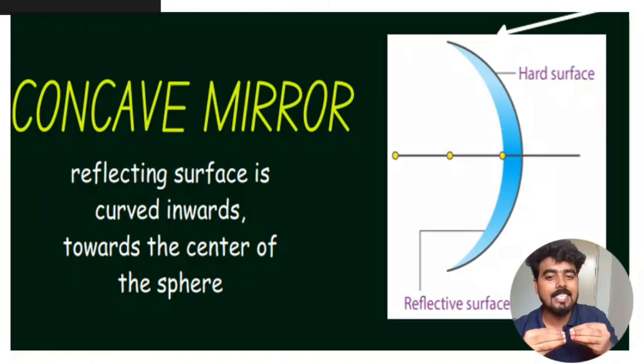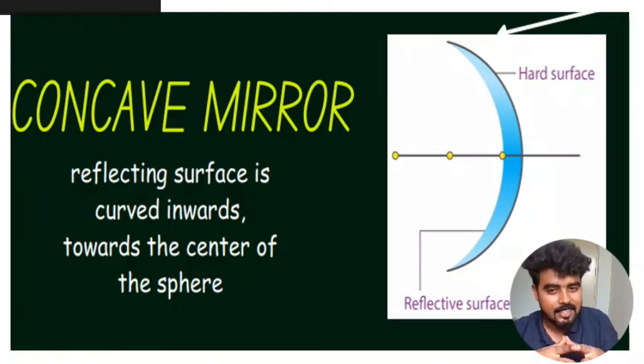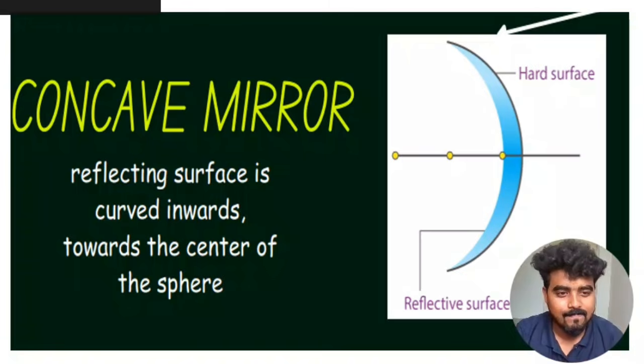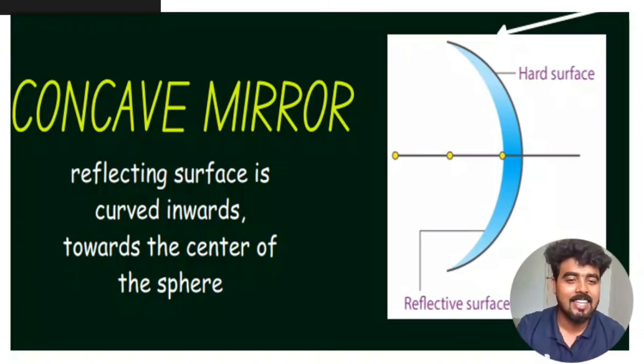Based on which side is curved and reflecting, we can divide them into two types. They are concave mirror and convex mirror. The next one is concave mirror. Let's look at the concave mirror first.